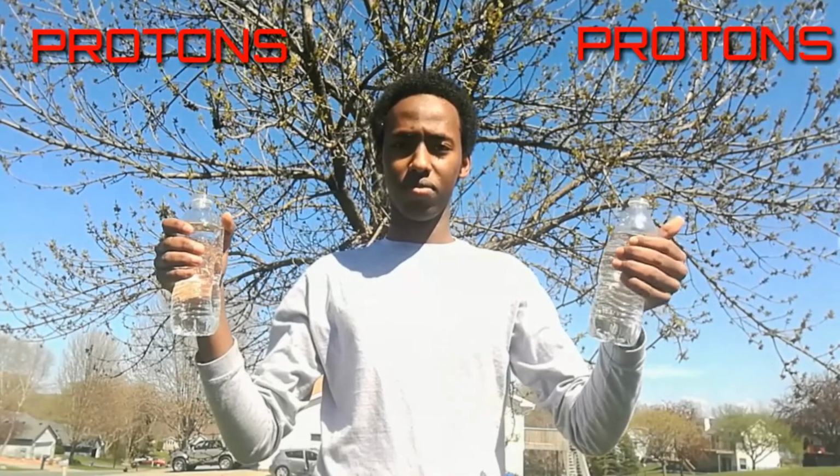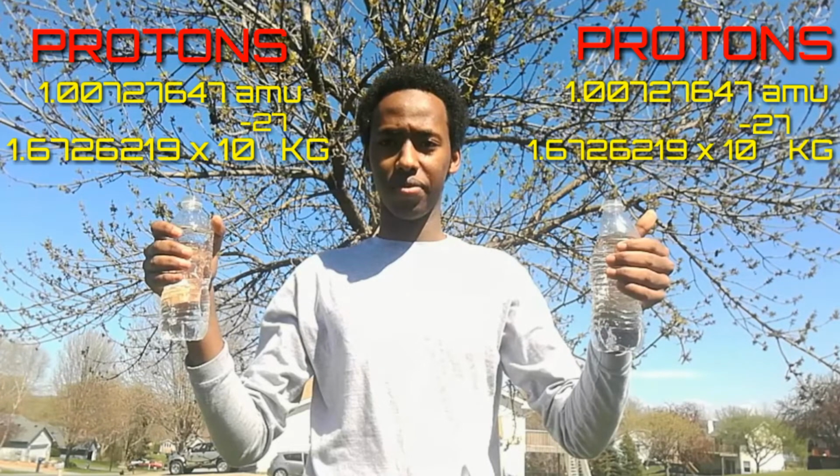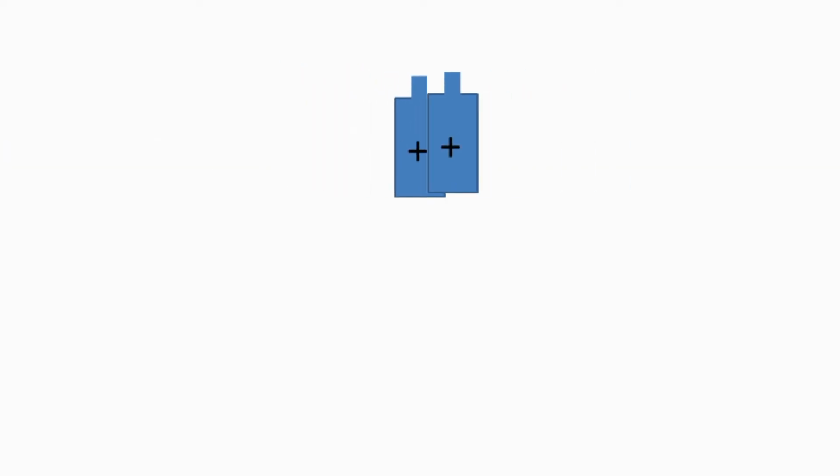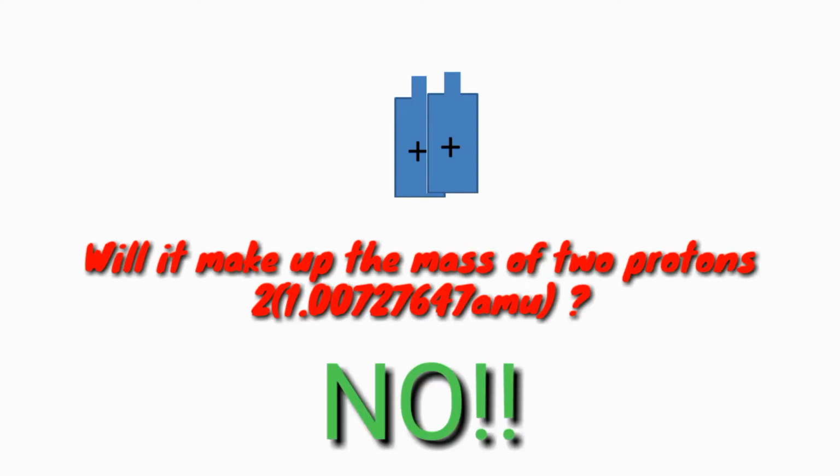And this is how. Suppose that these two water bottles are two protons. The mass of a proton is 1.00727647 atomic mass unit, or 1.67262219 times 10 to the power of -27 kilograms. But if you combine these protons, will it make up the mass of two protons? The answer is easy. It is no, because this is what happens when two protons are combined.